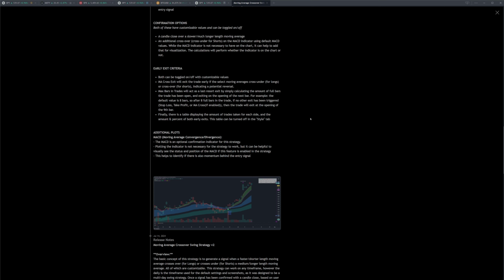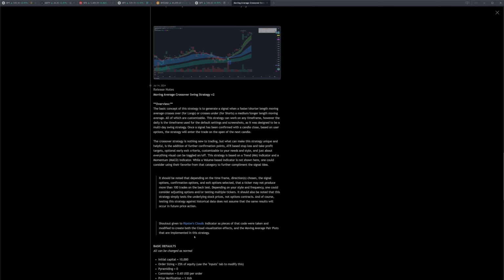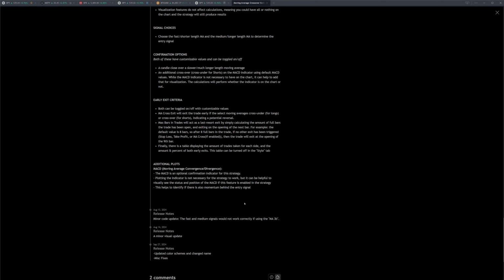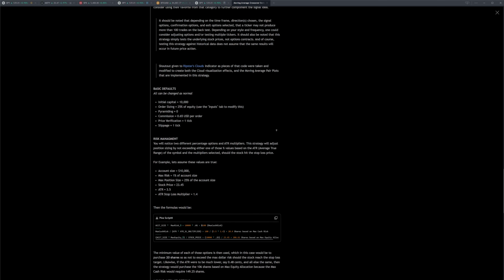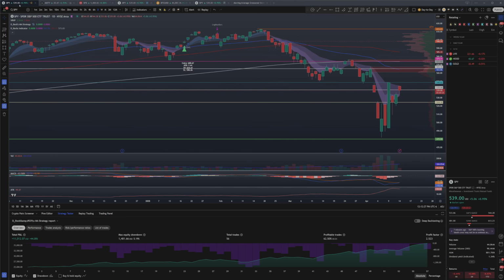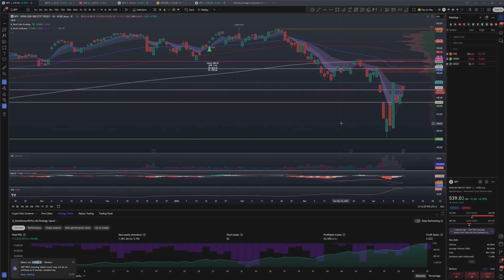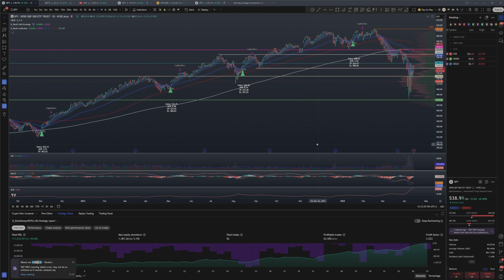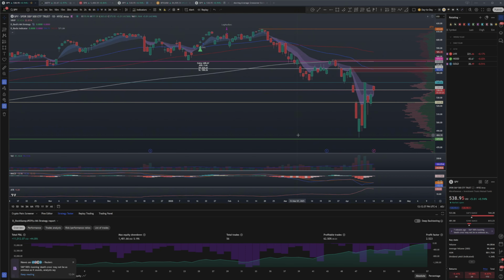And then there's some visual aspects. So that's kind of just going over the trade strategy itself within TradingView. We'll go over here and we'll start looking at this. So looking at SPY on the daily, let me just show you what we're looking at here.